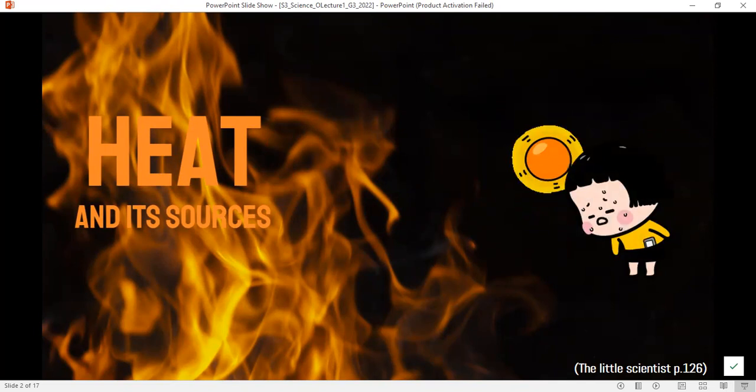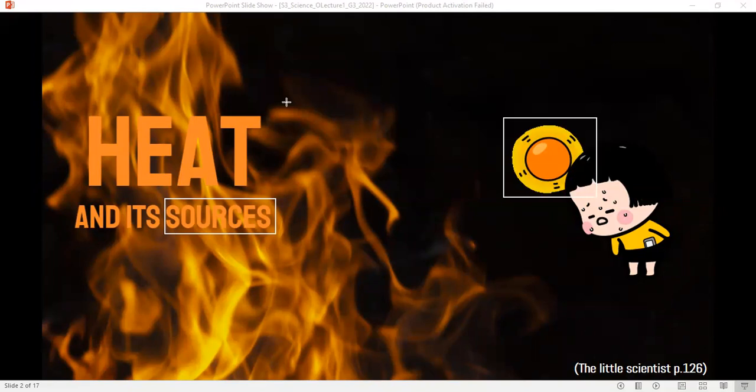Look at this drawing. The girl is feeling too hot. It's hot outside, and the girl is feeling too hot. What is the source of heat in this picture? When I say source, I mean, where does heat come from? Did you say the sun? Yes, you're right. The sun in here is the source of heat energy.